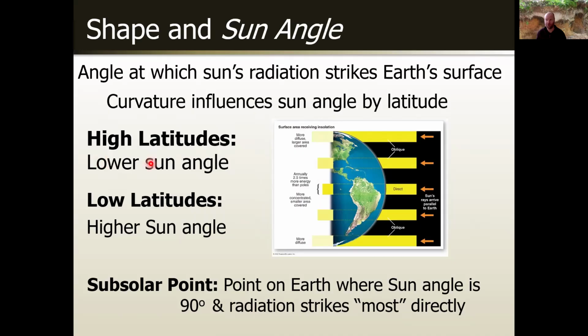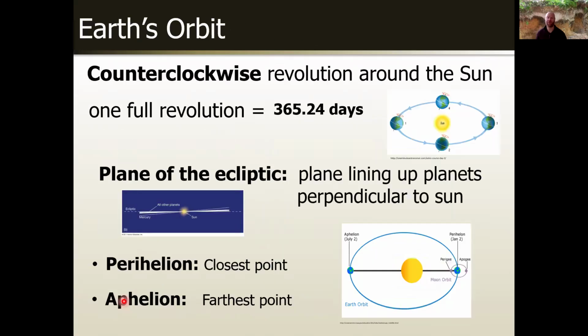So low, small sun angles at high latitudes, and then at low latitudes, you have high angles. All right, so we'll come back to that, but here to define the subsolar point: it is the point on Earth's surface where sun angle is 90 degrees and radiation strikes Earth most directly, literally. Soon we'll talk about the tilt of Earth and the revolution and the fact that the subsolar point is effectively migrating north and south as we revolve around the sun. So we'll come back to that, but here is the definition directly.